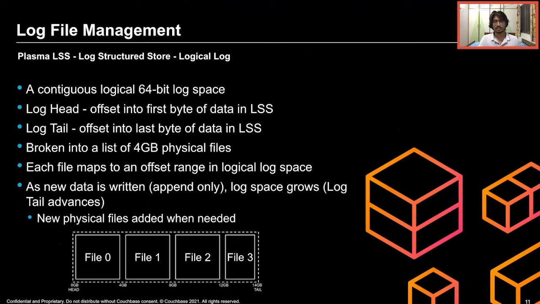The log head is the offset of the first byte of data, and log tail is the offset of the last byte of data in the logical log. The logical log is divided into a list of 4 GB physical files, and each file maps to an offset range in the logical log space. Since the logical log is append only, as new data is written to disk, the log space grows. This causes the log tail to advance. If a 4 GB threshold is crossed, then new physical files are added.